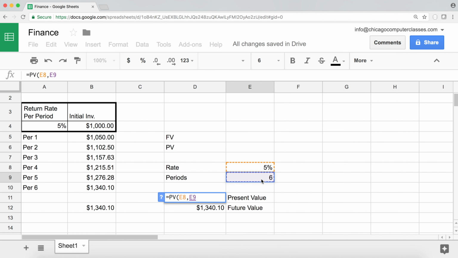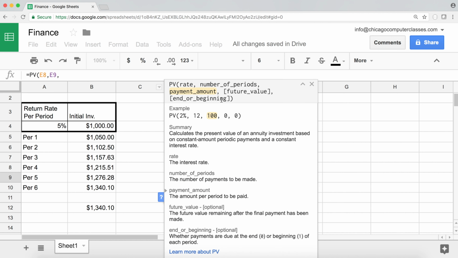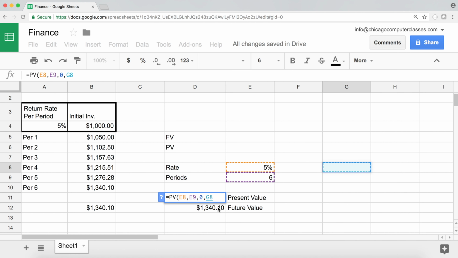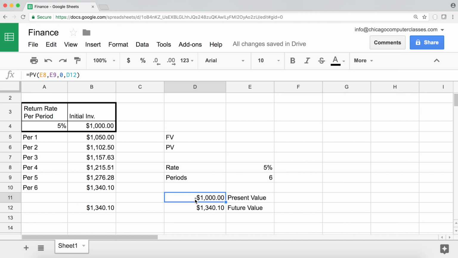So that's going to be 6, comma again, payment amount. So again, there is none. So 0 there, comma, or you can just skip it and do comma. That should get you the same thing. Then we get the future value, right? So the future value is that 1,340 and 10, which is the amount we have right here. And finally, the last argument again is optional. So I'm going to simply close this, hit enter, and you can see we get to that initial investment, which is $1,000. So that's our present value.